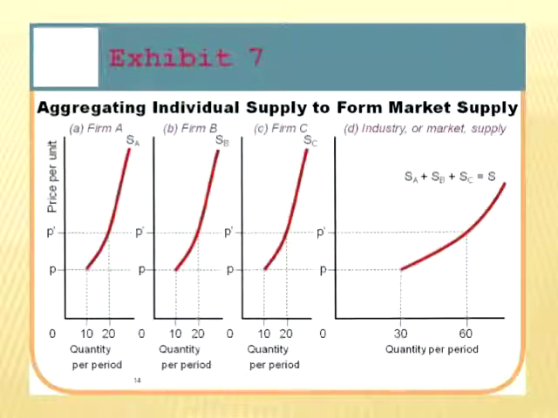Now, if we do that for a number of different firms and we add them together, then what we end up with is the industry's supply curve or the supply curve for the market as a whole. And since we're adding together a series of various different supply curves, all of which have a positive slope, we're going to end up with a supply curve that has a positive slope as well.